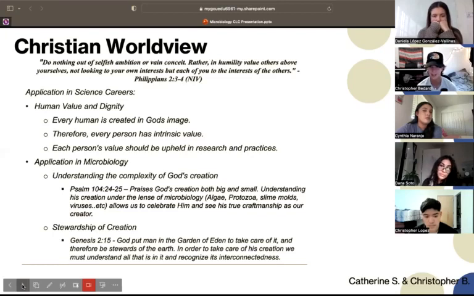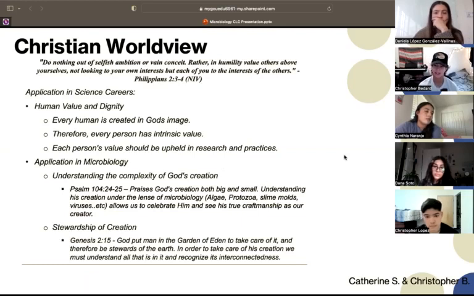And then if we also want to tie the Christian worldview into the application of microbiology in this sense, one of the first points is understanding the complexity of God's creation, which we all know is very vast. And the verse Psalm 104:24-25 praises God's creation, both big and small, as we've come to see. Understanding his creation under the lens of microbiology, whether that be algae, protozoa, slime molds, viruses, etc., allows us to celebrate him and see his true craftsmanship as our God and our creator.